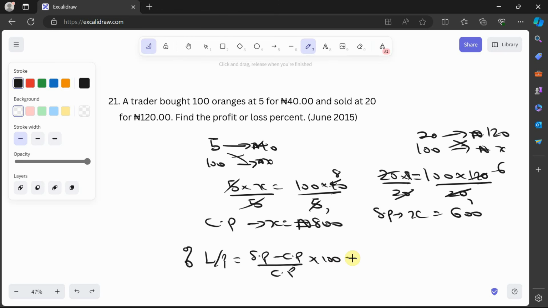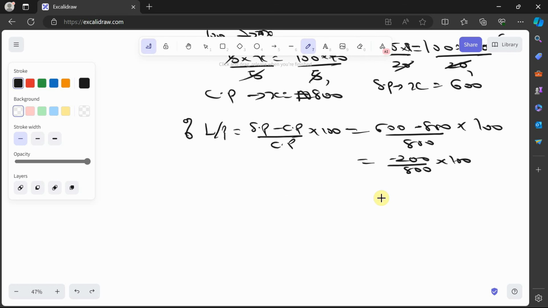So we know that the selling price is 600 minus the cost price, 800, all over the cost price, which is 800, then multiply this by 100. If you do this calculation, this would be minus 200 all over 800 times 100, right? And if I divide both sides, this one will go, this one will go, because 800 divided by 200 is 4. 4 here 1, 4 here 25. So this is equal to minus 25%.